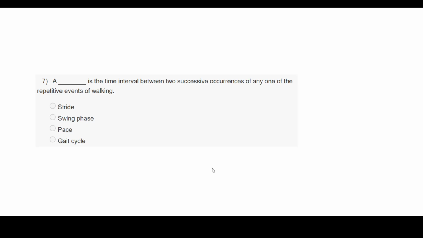A dash is the time interval between two successive occurrences of any one of the repetitive events of walking. Stride, swing phase, pace, gait cycle. Correct, gait cycle.